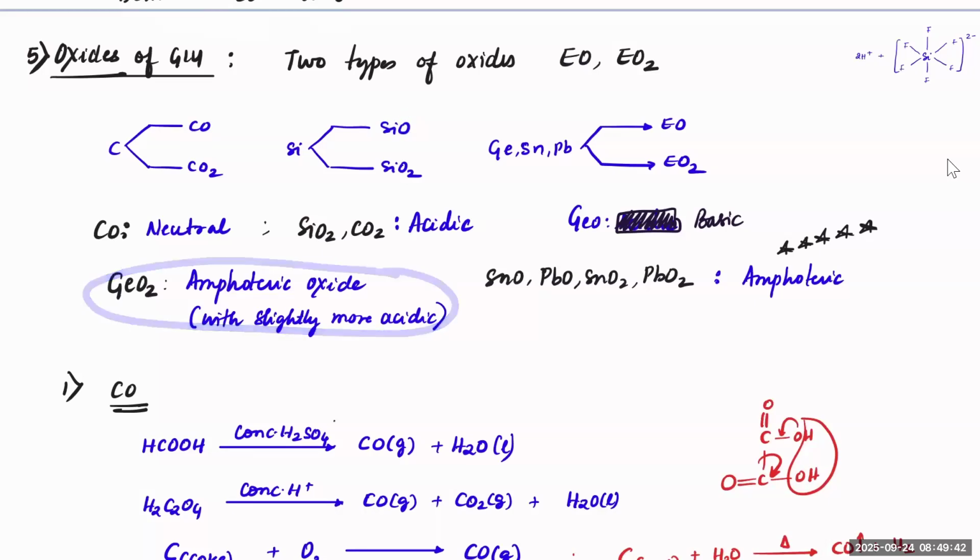GeO2 is amphoteric in nature with slightly more acidic character. But this is most important: all the oxides of tin and lead remain amphoteric.